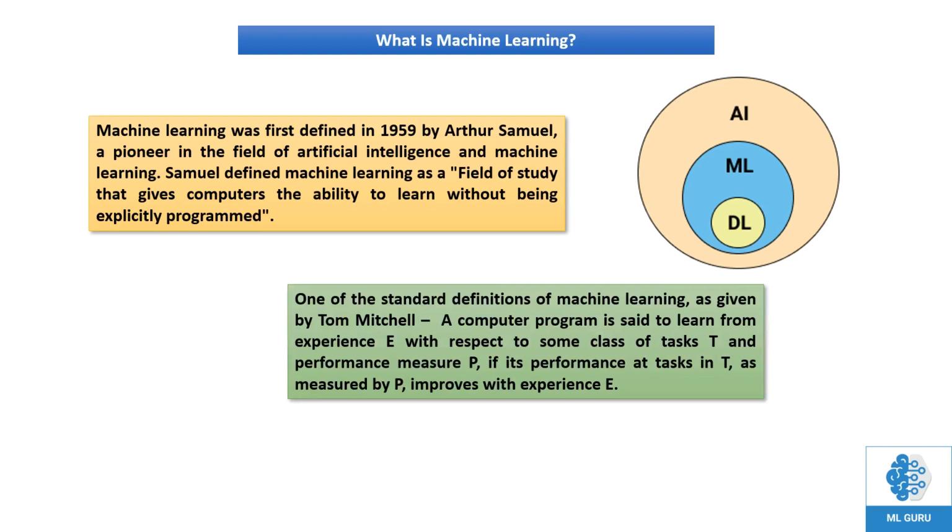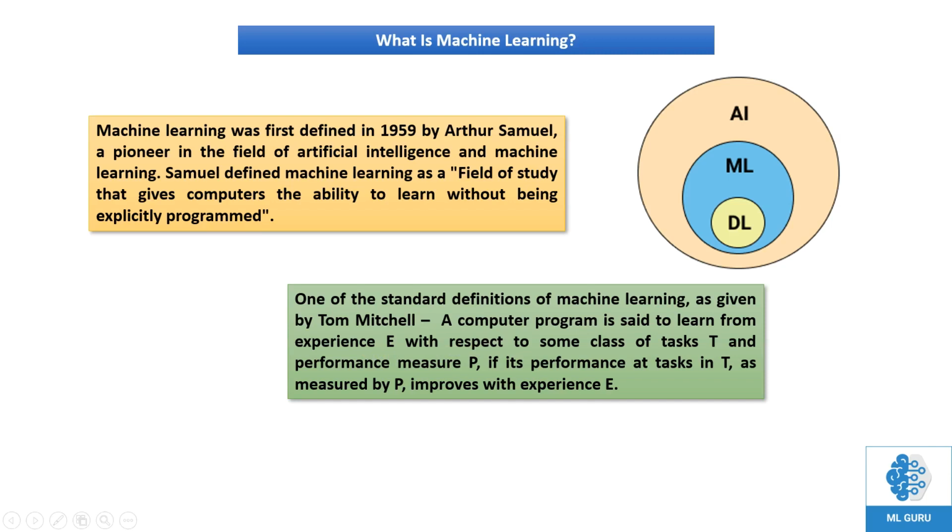Now, this is some more standard definition of machine learning as given by Tom Mitchell. He defined machine learning as: a computer program is said to learn from experience E with respect to some class of tasks T and performance measure P, if its performance at tasks in T, as measured by P, improves with the experience E.